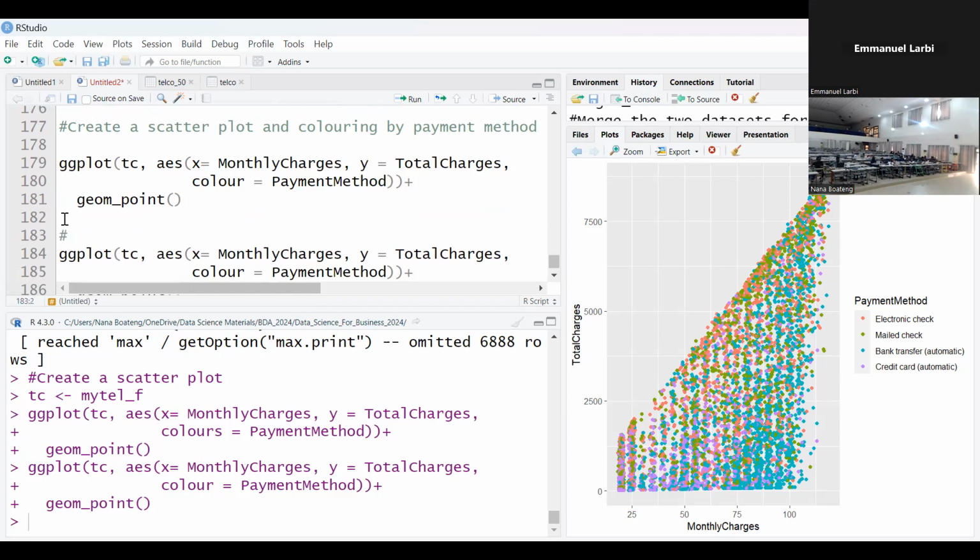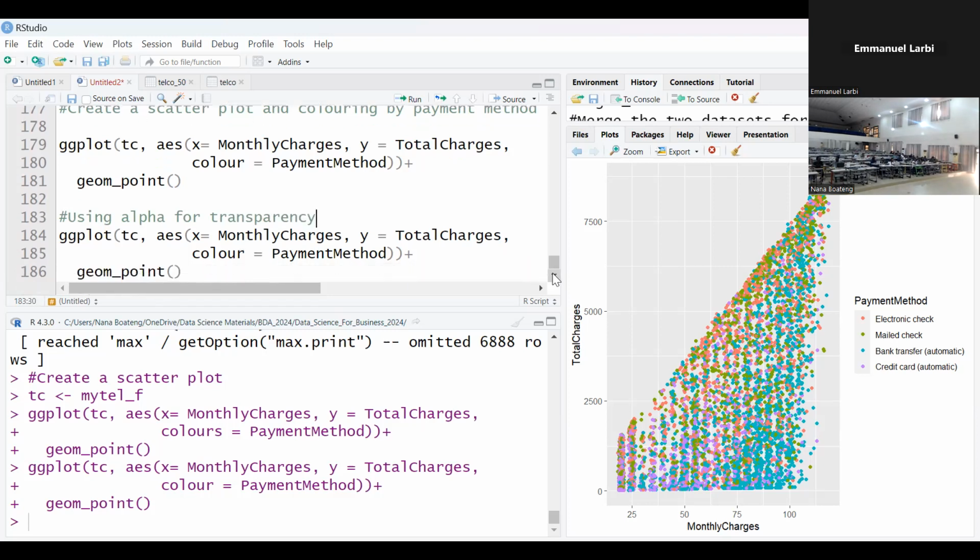Let me make a comment using alpha, to determine, so using alpha for transparency. Okay, so the first one, the alpha was, the geo point was empty. There's a lot of arguments it takes, so one of them is the alpha. So we can determine the alpha and say that alpha is equal to 0.9. So 0.9 means that it's very opaque.